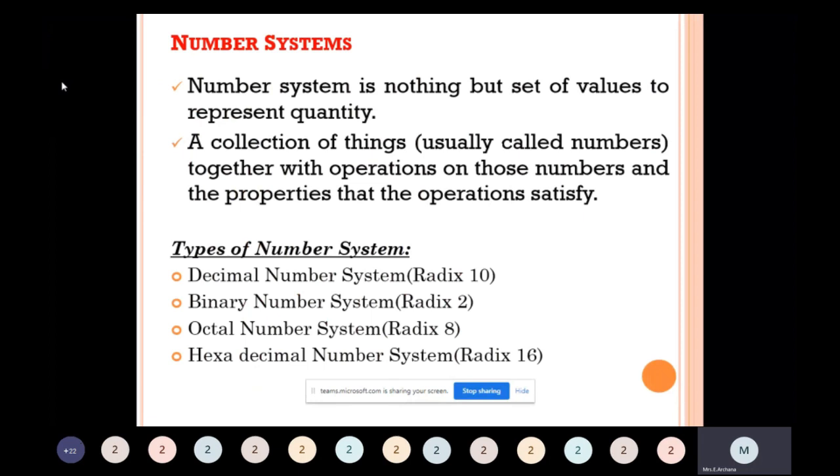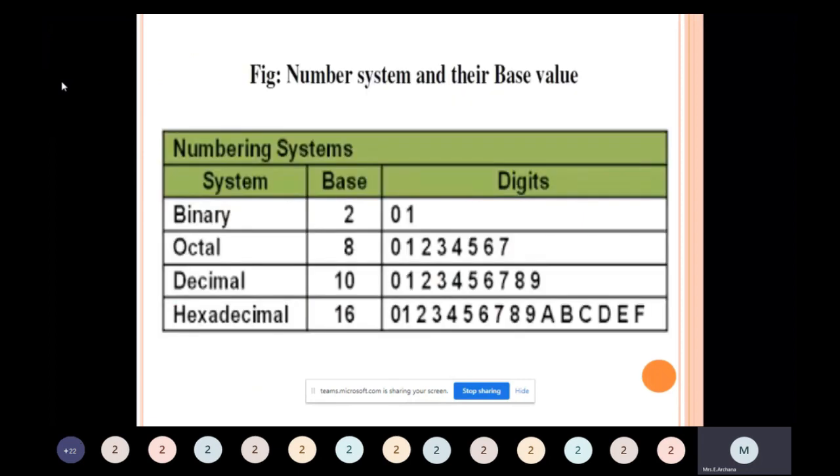The hexadecimal number system has the radix 16. It consists of numbers as well as alphabets: the numbers from 0 to 9 and the alphabets from A to F. Each and every alphabet represents one number. So this is the number system and the base value.